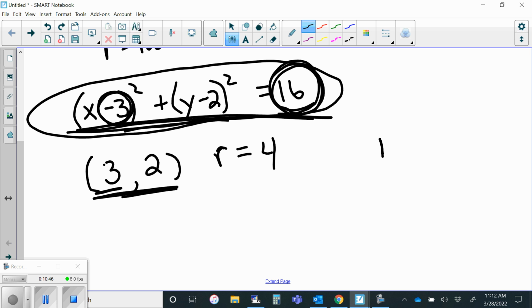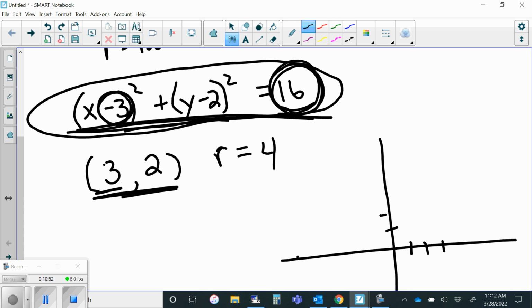So if I asked you to graph it, 1, 2, 3, 1, 2. Then I'd go over 4. 1, 2, 3, 4. Put a dot, right? Because the radius is from the center of the circle to the edge of the circle. Do you follow? What else could I do from the center? Not just go to the right directly, but what else could I do? Go to the left. 1, 2, 3, 4.